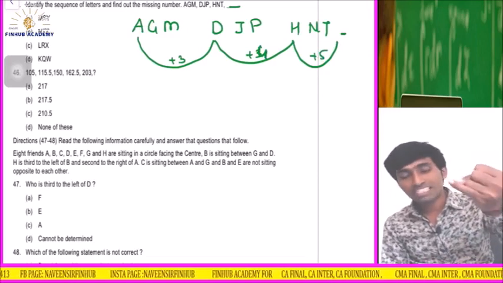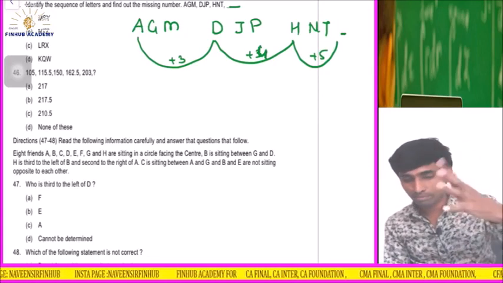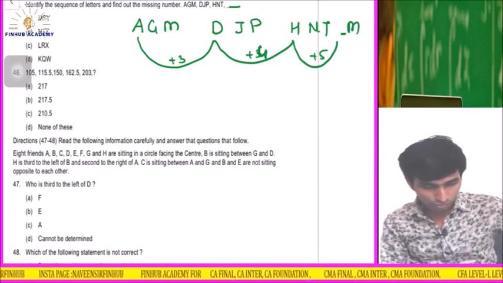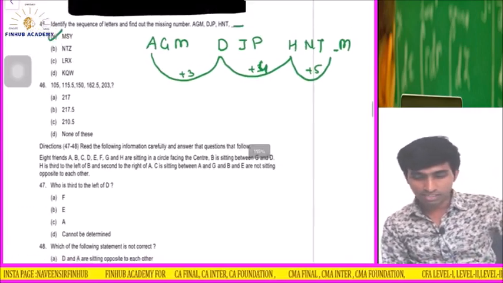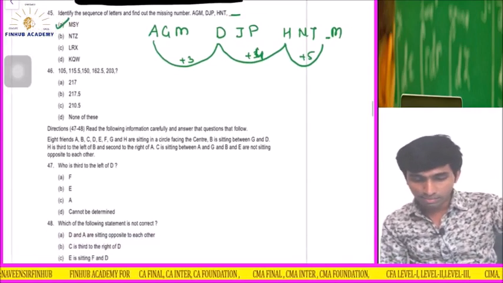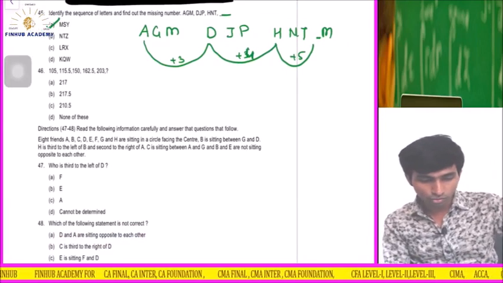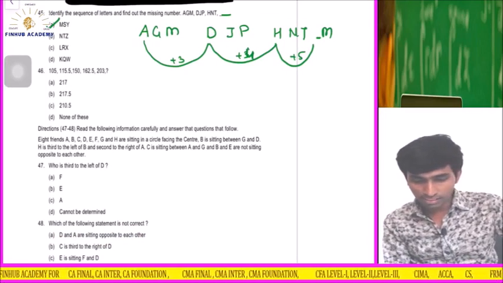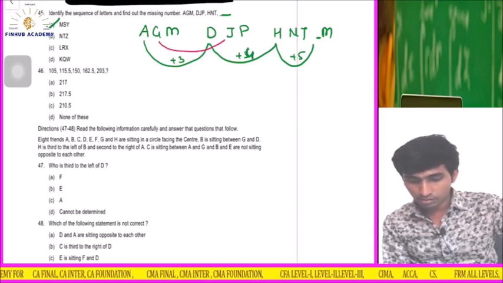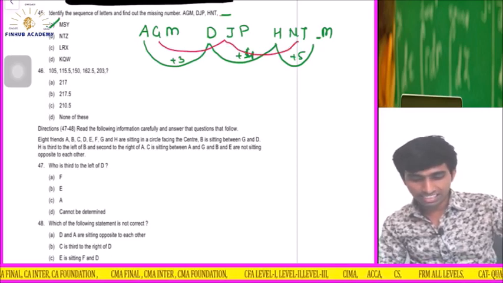After H, I, J, K, L, M. So first will be M. What is starting with it? M, S, Y. Okay, so this is done. Same way you can try the other also. From here to here, how much is the gap? You check, you'll find a sequence. Accordingly, you can answer the next.